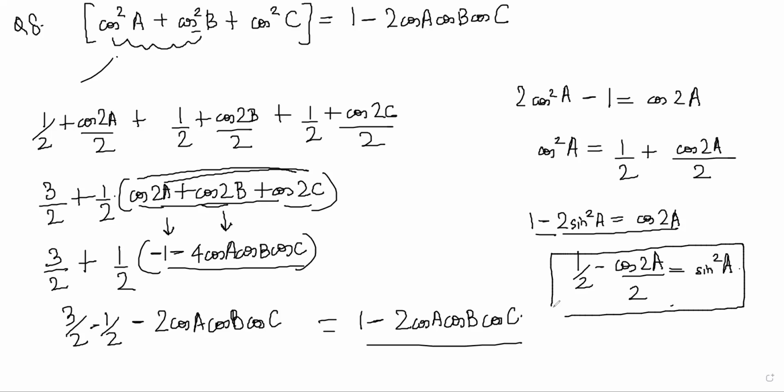Yes, sir. So do the same thing in question number 7. Instead of every sine square a, I can write 1 by 2 minus cos 2a by 2, plus 1 by 2 minus cos 2b by 2, and so on. So you can use that for every sine square a, sine square b, sine square c type of terms. Then again, it will become a cos 2a, cos 2b, cos 2c type of question. Correct?